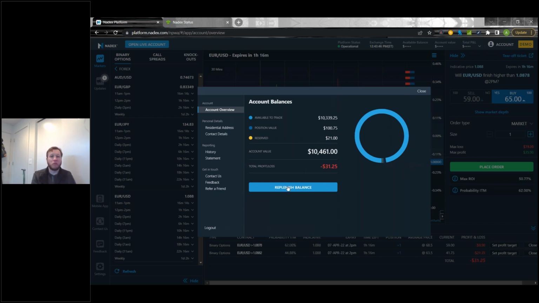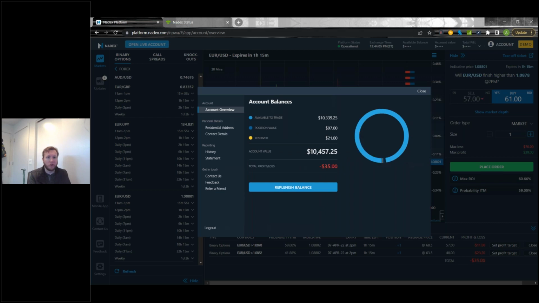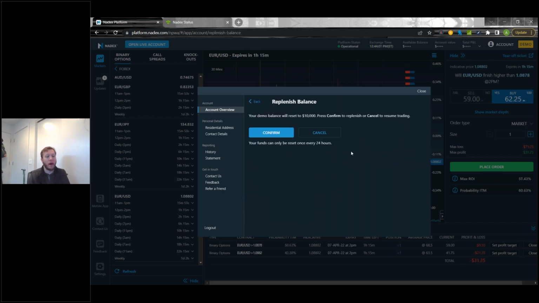And this is also going to be, if you use all your funds in your demo, this is where you're going to want to go ahead to replenish that balance, get a little bit more funds. If you click this, it's going to basically tell you you can reset it to 10,000. It's not going to work when I click it because I'm already over 10,000, right? So you do need to be under $10,000 for this to work. You also can only do this once every 24 hours.